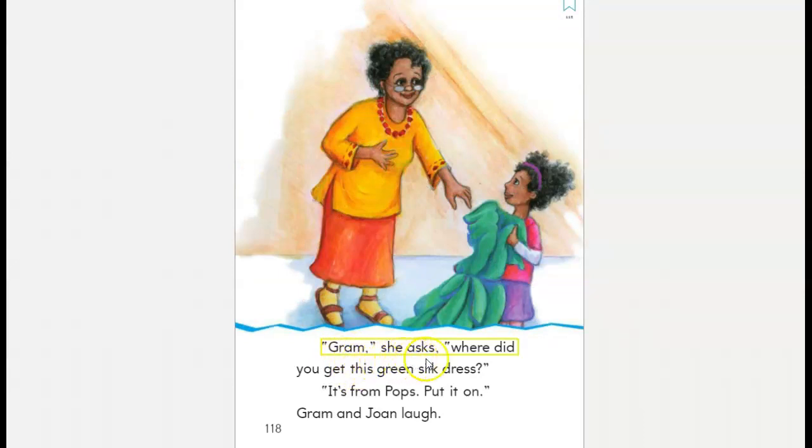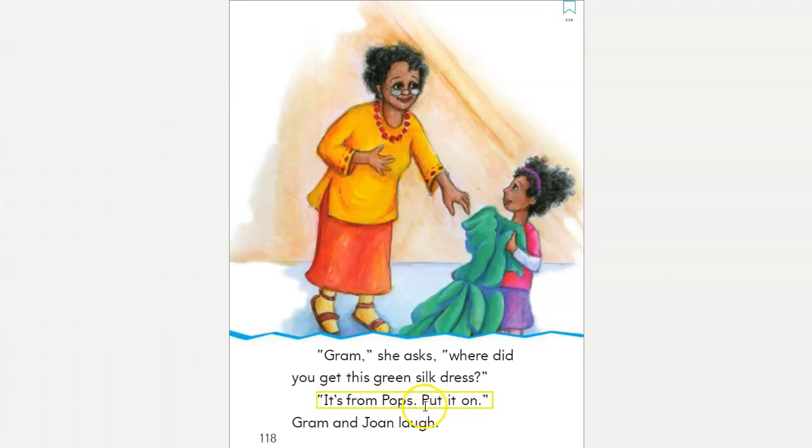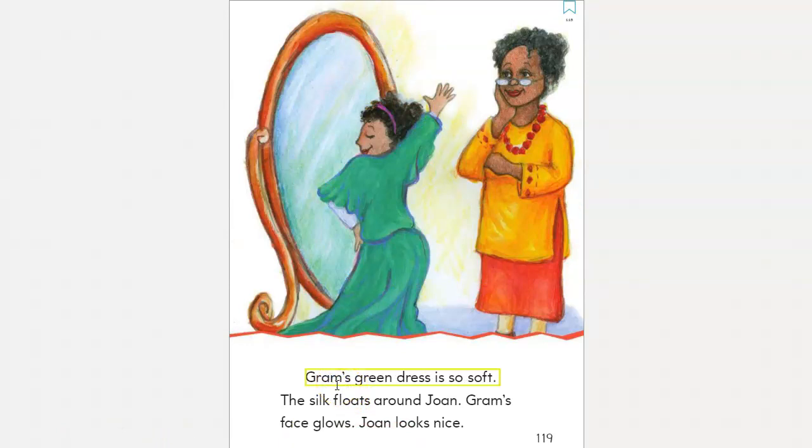Graham, she asks, where did you get this green silk dress? It's from Pop's. Put it on. Graham and Joan laugh. Graham's green dress is so soft. The silk floats around Joan. Graham's face glows. Joan looks nice.